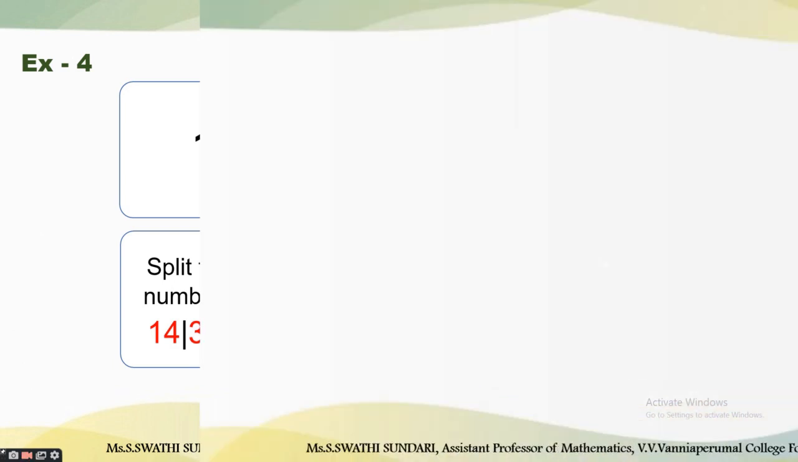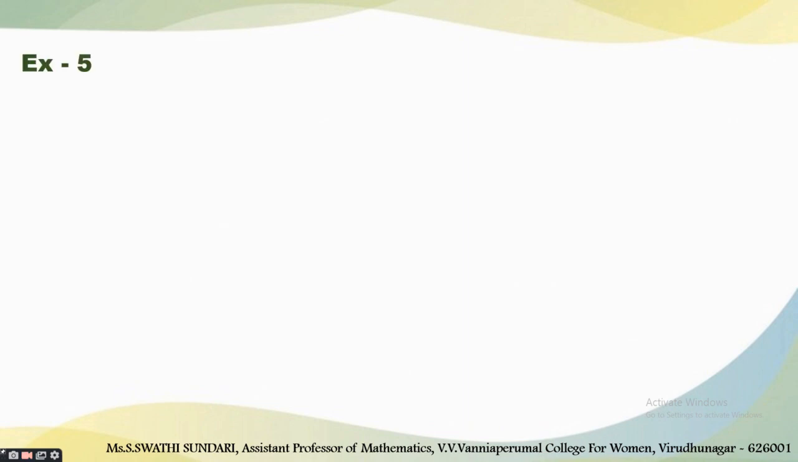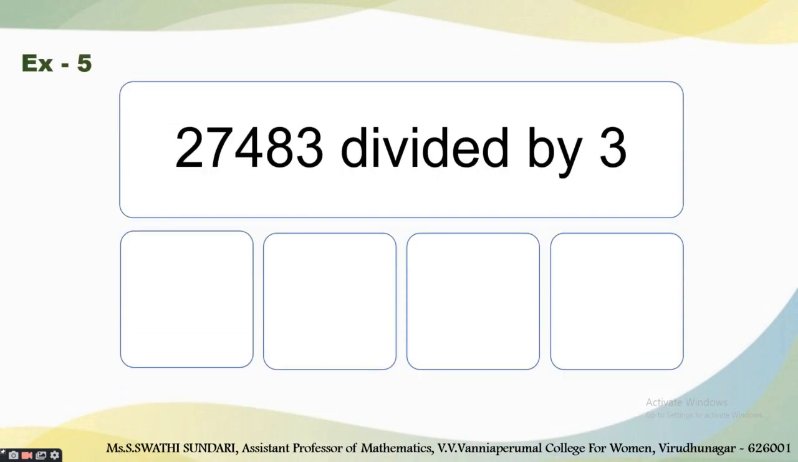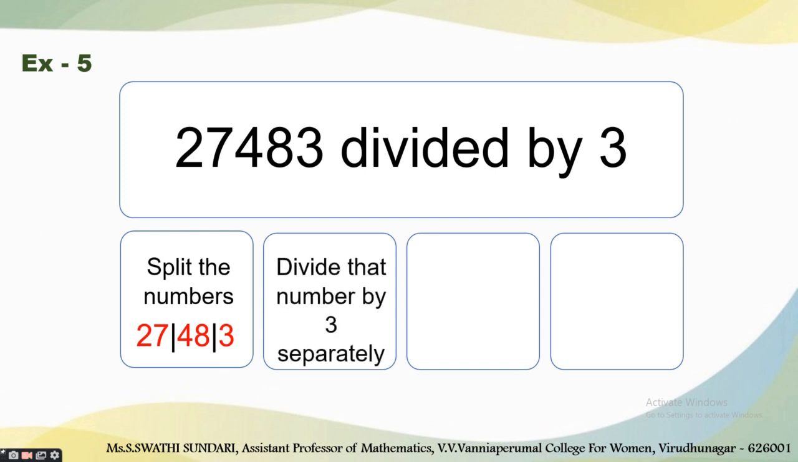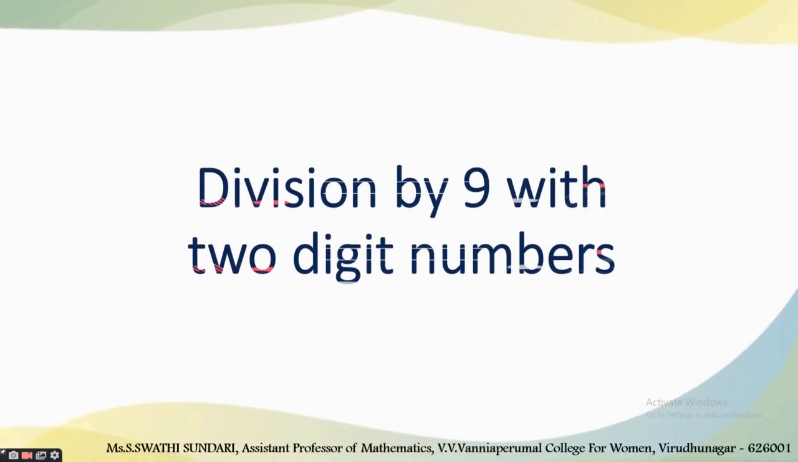And in a similar way, we apply this to 5-digit numbers. So 27,483 is divided by 3. First we split the number into 27, 48 and 3. Dividing each number by 3 separately, we get 27 divided by 3 is 9, 48 divided by 3 is 16, and 3 divided by 3 is 1. So we get the quotient as 9161. In these examples, we note that the dividend is completely divisible by the divisor.